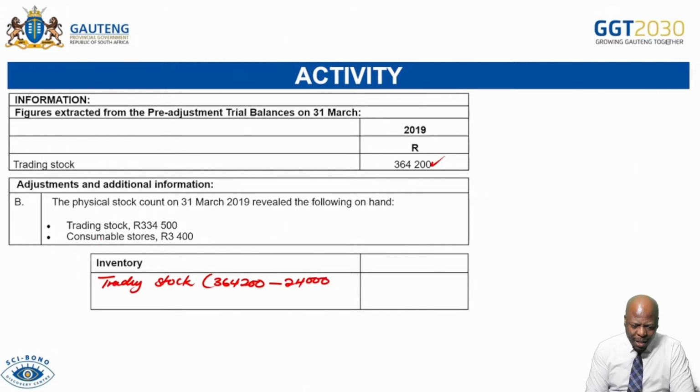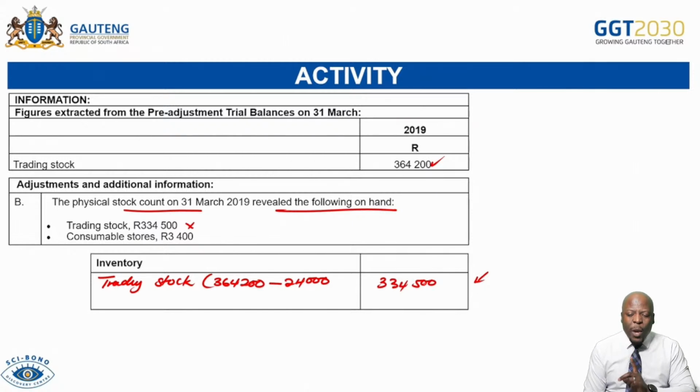Now we are being told that the physical stock count on 31 March revealed the following on hand. What was on hand? Trading stock, 334,500. Okay, so what we're going to do is we're going to come here. Whatever is on hand is what comes into this very last column here. So I'm going to come here and I'm going to say my trading stock on hand is going to be 334,500.